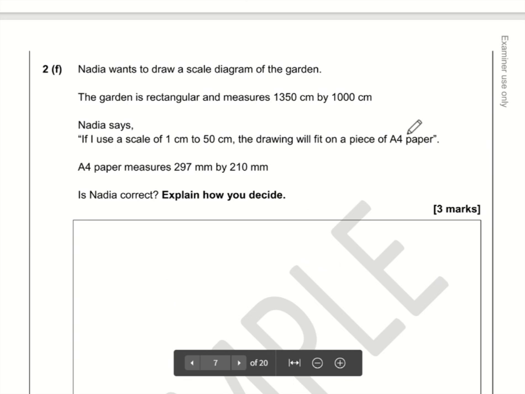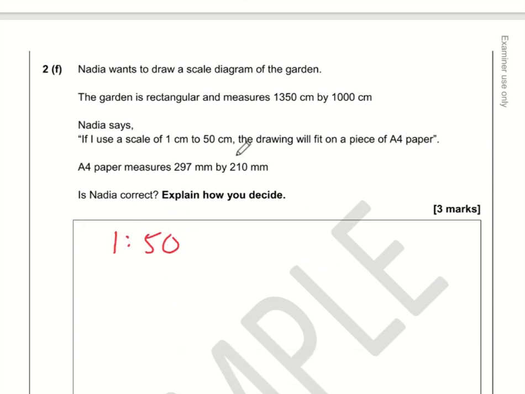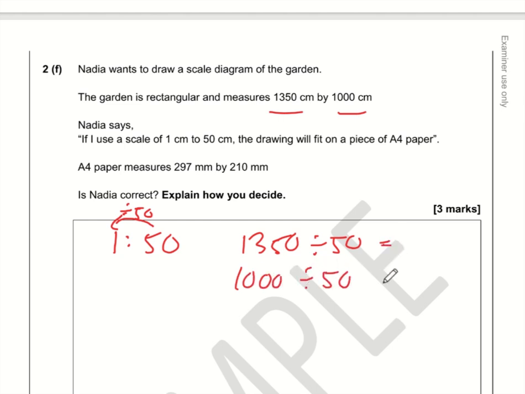Okay, so F, we know that the scale is 1 to 50, and the garden is 1350 by 1000. So what we know is that the scale is 50 times less than reality. So what is 1350 divided by 50, and what is 1000 divided by 50? 1350 divided by 50 is 27, and 1000 centimeters divided by 50, that is 20 centimeters. So the scale drawing will be 20 by 27, and that is in centimeters.